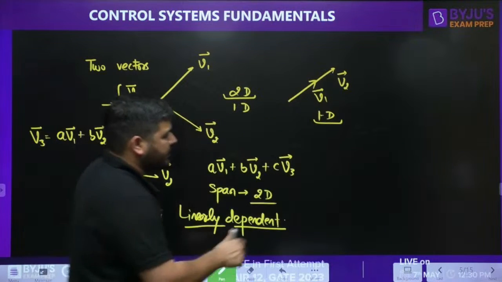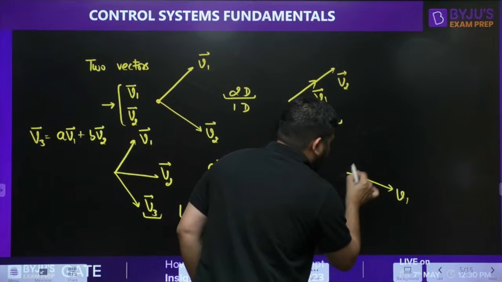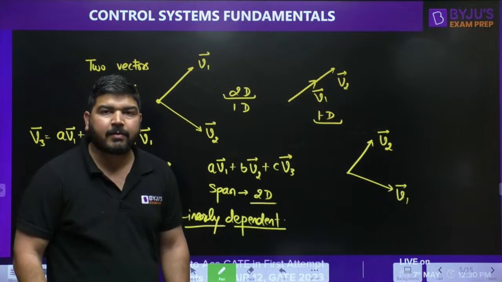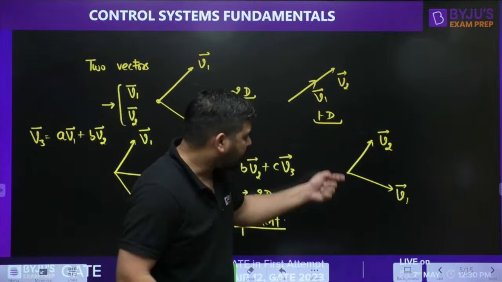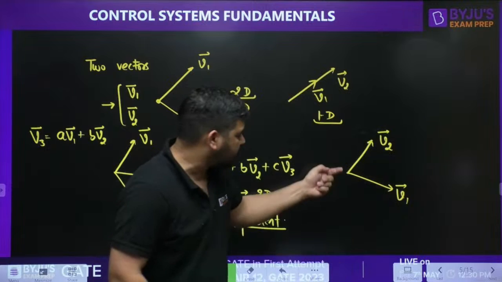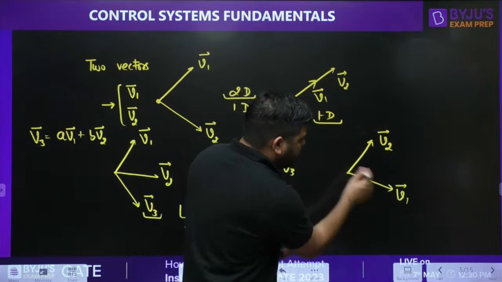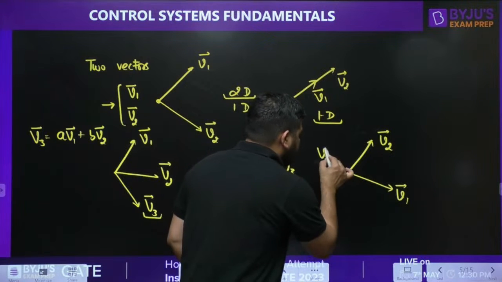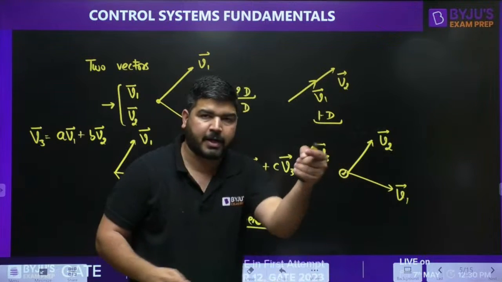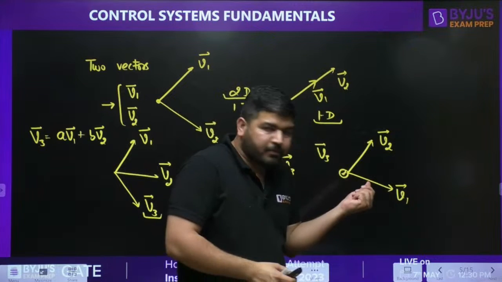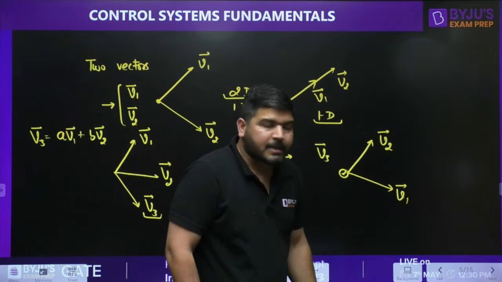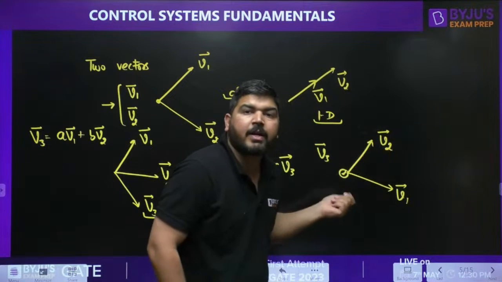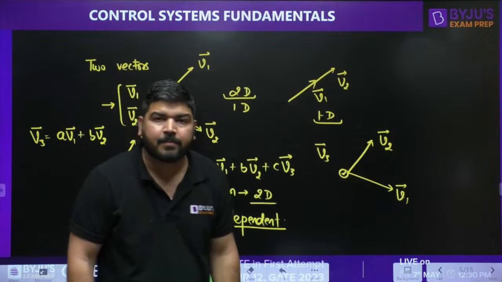Okay, now let's take one more case. Let's say there are 2 vectors, v1 is this, v2 is this, and I take a third vector which is not in the plane. The third vector is somewhere in space, maybe perpendicular to this plane, in this direction, v3. Now you cannot represent v3 in terms of v1 and v2. Similarly, you cannot represent v1 in terms of v2 and v3, and you cannot represent v2 in terms of v1 and v3, because v3 is in the third direction.